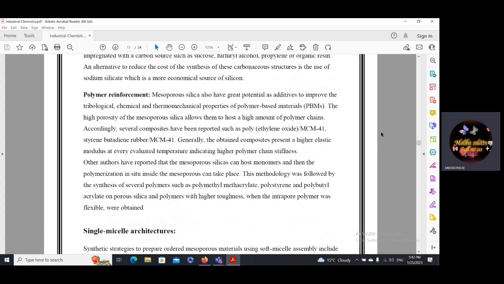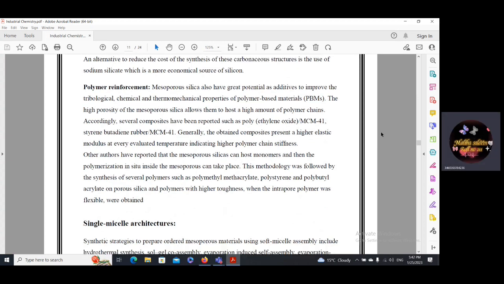The fourth one is polymer reinforcement. Mesoporous silicas have great potential as additives to improve the tribological, chemical, and thermomechanical properties of polymer-based materials. The porosity of the mesoporous silica allows them to host a high amount of polymer chains. Accordingly, several composites have been reported, such as polyethylene oxide MCM-41, styrene-butadiene MCM-41.